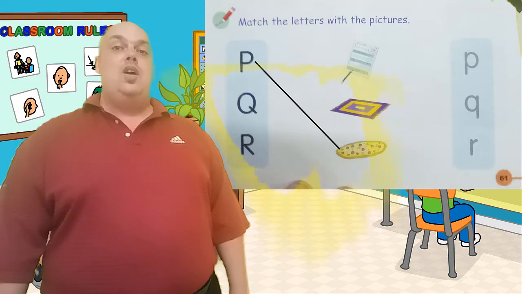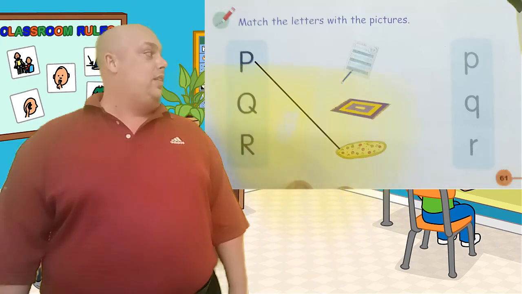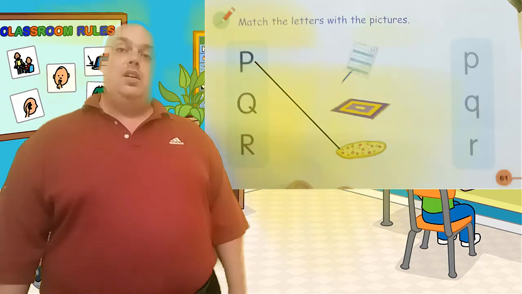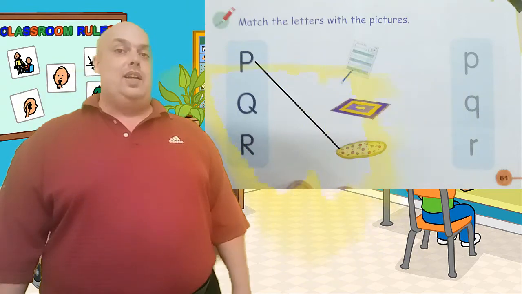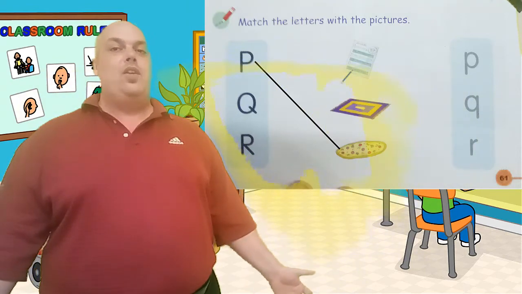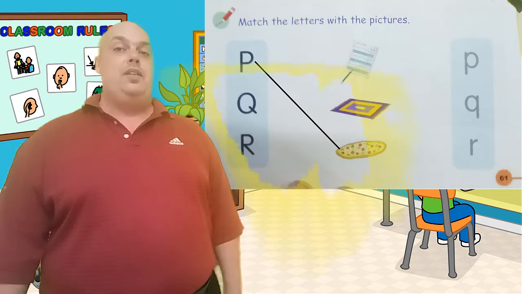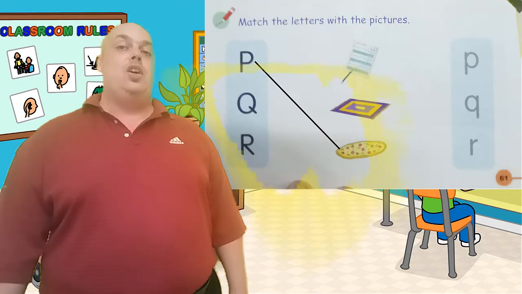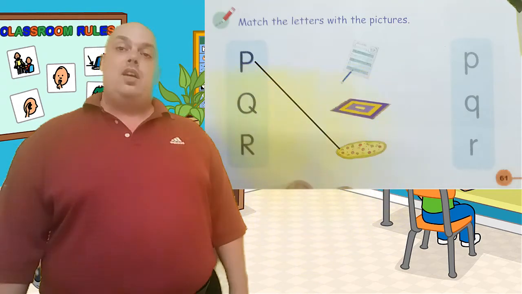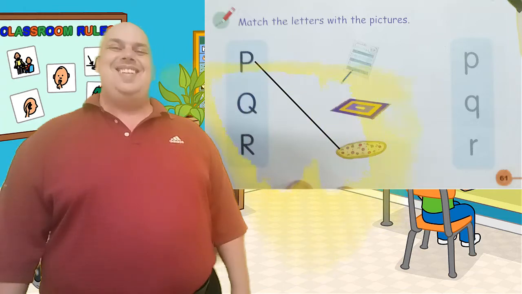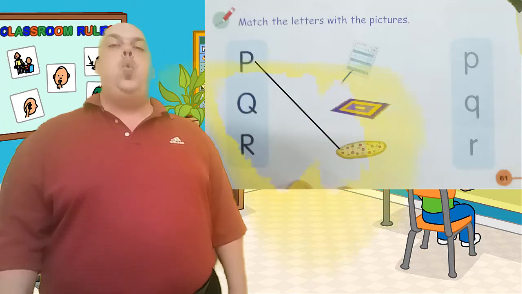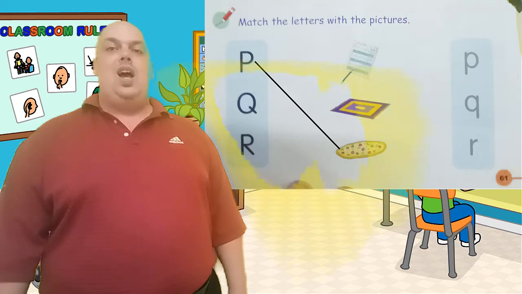Q. Which one of these 3 pictures starts with letter Q? Is it the quiz? Is it the rug? Or is it the pizza? Now we already know it's not the pizza because we already drew a line to the pizza. So which one is it? Is it the quiz or is it the rug? Yes, it is the quiz. So draw a line from the big Q to the quiz.